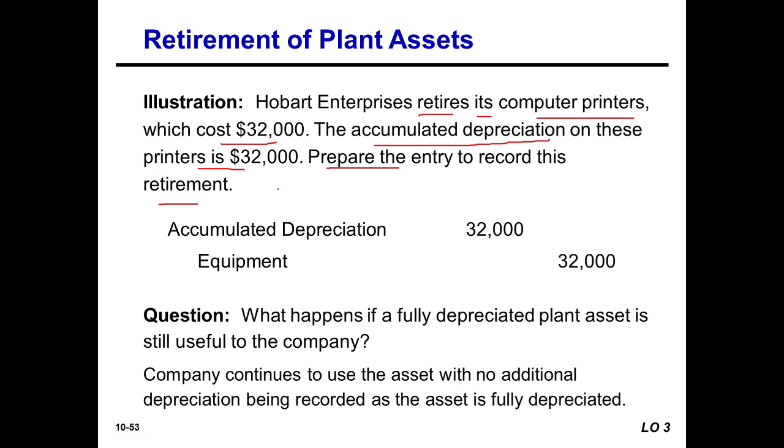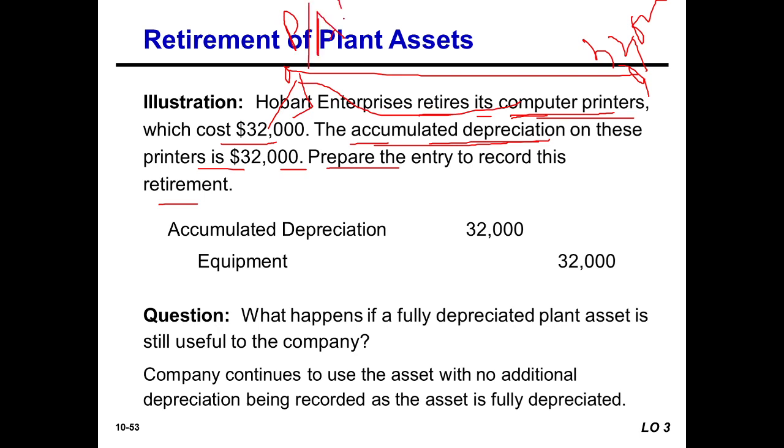Here 2 points, please look. We have purchased an asset, that means computer printers, for $32,000. After its service life, the accumulated depreciation is 32,000. We know that when we purchased our computer printer, the printer, asset, or equipment was debit. Now the equipment will be credit, and accumulated depreciation will be debit. Depreciation expense is debit and accumulated depreciation is credit.